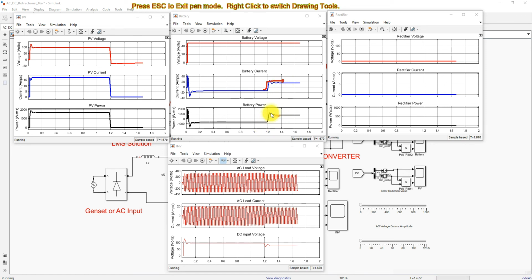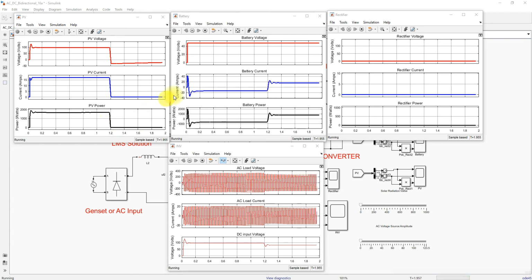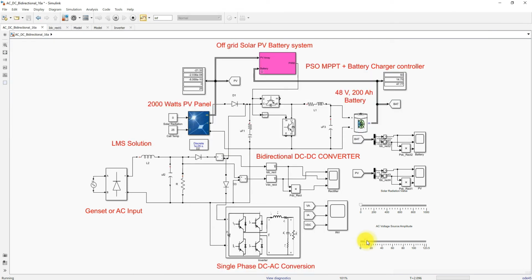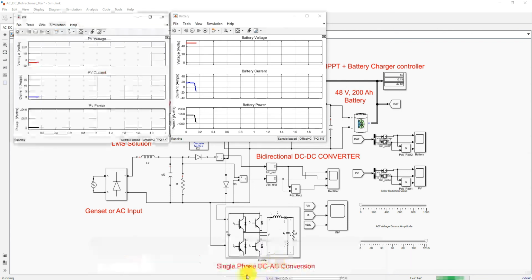Also you can see that the discharging power is around 900 watts, and the AC load is continuously getting the supply from the battery. Because of the absence of PV, the battery is now supplying power to the AC load. For example, consider that the SOC of the battery is very low. Now I'm going to connect the generator set, and then we will see the result of the system.